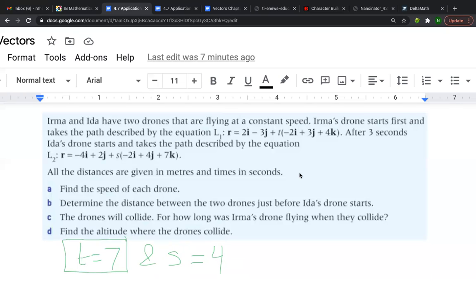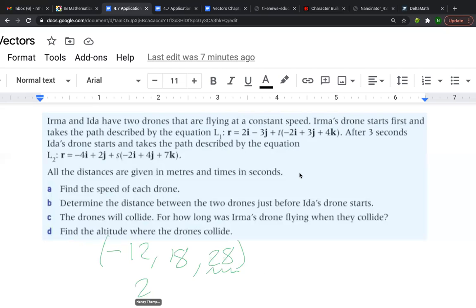Okay, lastly, it says find the altitude where they collide. So you could plug in either of these values to their corresponding equations, and you should get the same answer. And that answer is you should get the point -12, 18, 28 for whichever one you plug in. But once you get this point, the altitude would be the z coordinate. So the altitude, our final answer is 28 meters.